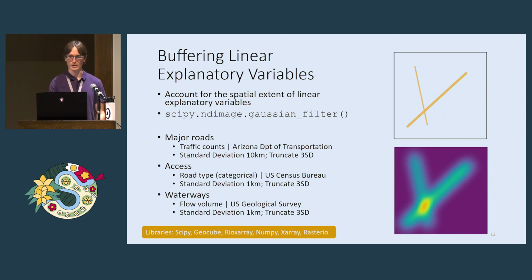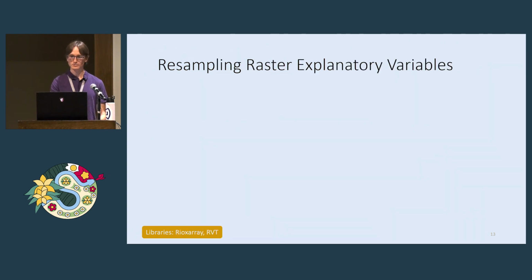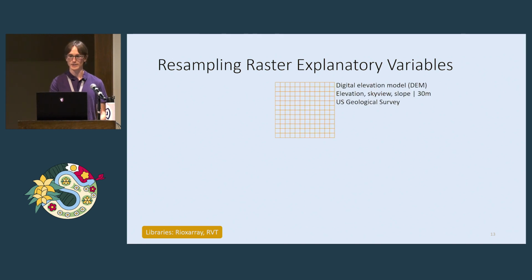And then for the other two, for access and waterways, we used a standard deviation of 1 kilometer. And for all three of those, we truncated the Gaussian blur effect after 3 standard deviations. And in the future, we're considering not truncating at all to spread the impact across the whole raster. So the remaining explanatory variables were created from official raster sources. And I obtained the digital elevation model from the US Geological Survey.